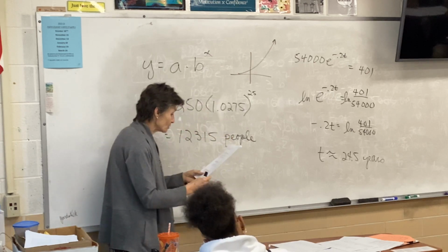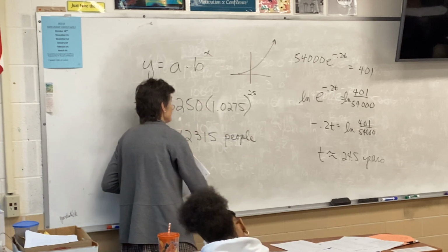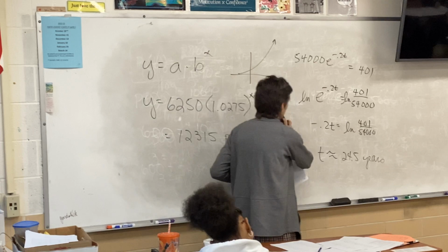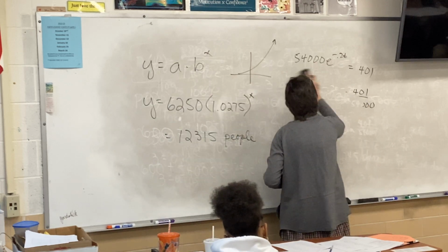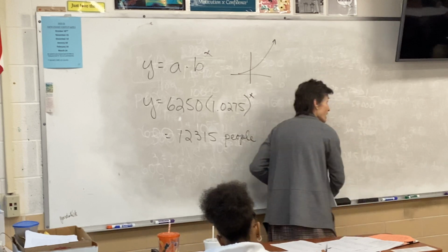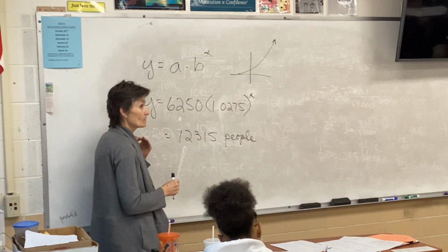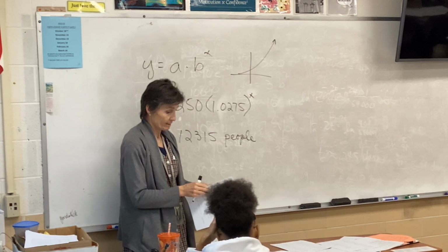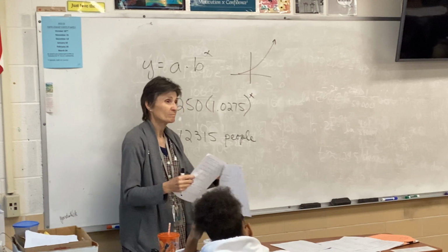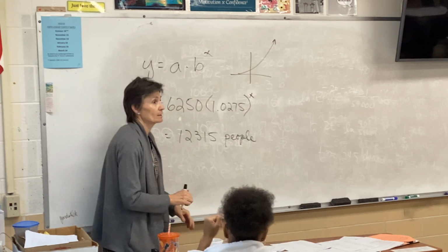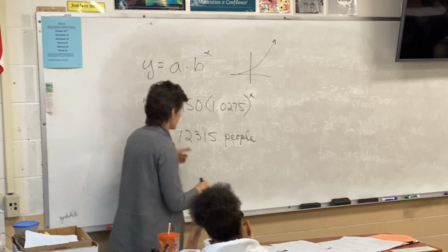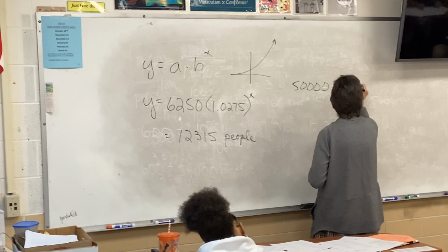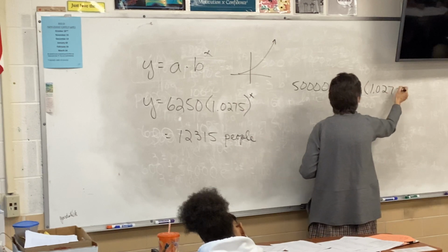All right, predict when the population reached 50,000. So we're still using this equation, only this is next now. Predict when the population reached 50,000. Now, as always, Dan, we could do that by graphing, right? But we're going to do it algebraically. So what will that setup look like? What do we do with the 50,000? Set it equal to, so 50,000 equals 6250 times 1.0275 to the x.